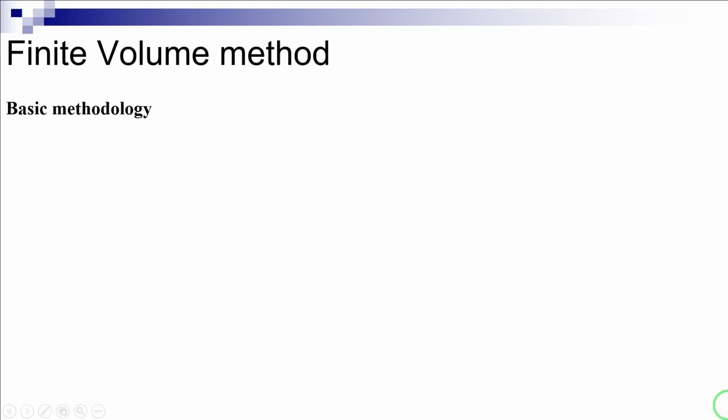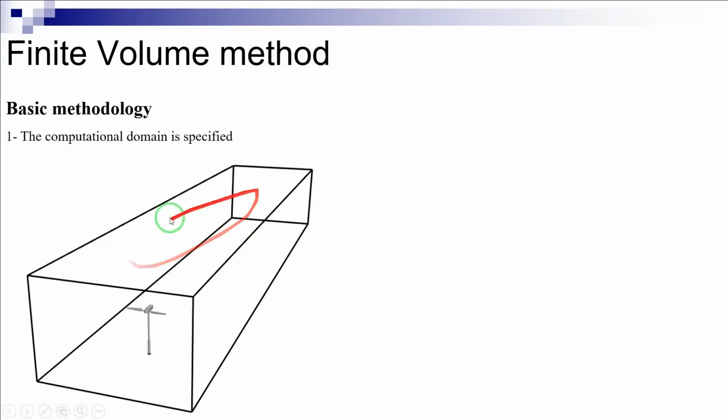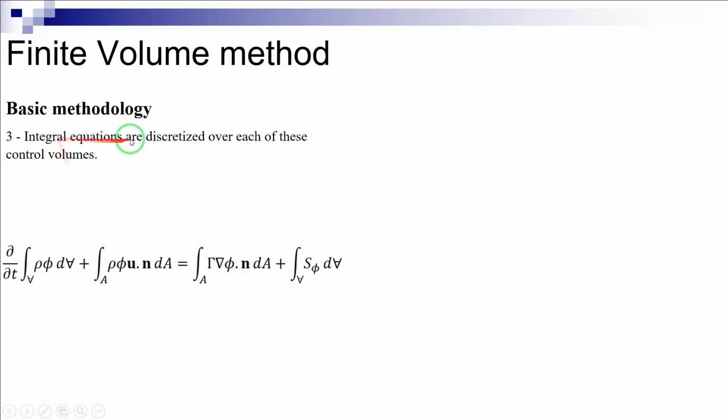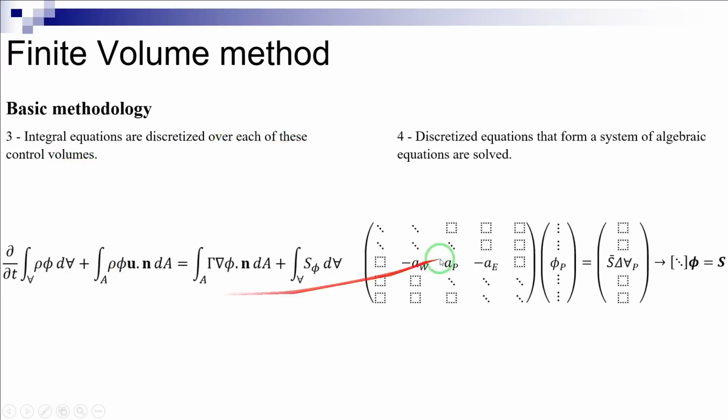Basic methodology. The general workflow of the finite volume method is presented here for a CFD simulation of a horizontal axis wind turbine as an example. 1. The desired computational domain is precisely specified. 2. The computational domain under consideration is divided into computational grids using a finite number of control volumes or cells. 3. Integral equations are discretized over each of these control volumes. 4. Discretized equations that form a system of algebraic equations are solved.